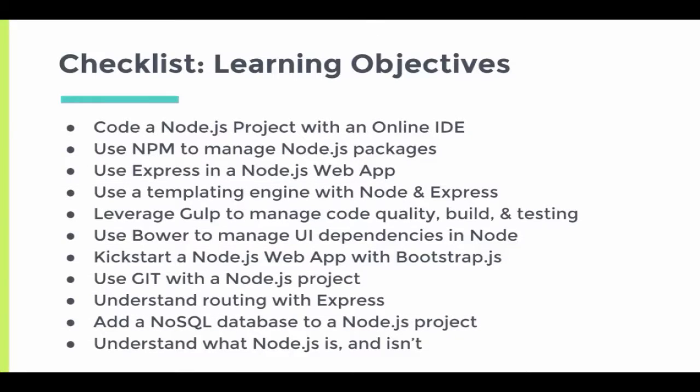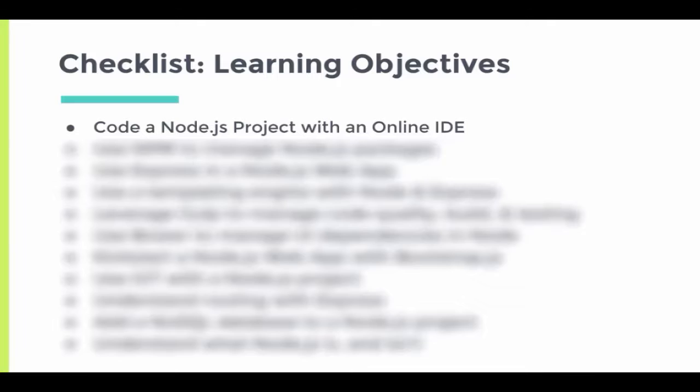These are our learning objectives. These are the goals that we have for learning Node.js. All of these things on this list we want to have mastered by the end of this course, and we will know that we got all of the value out of this course and that we can consider ourselves Node ready and that we are able to walk into a project and start working with Node immediately. And the list says learning objectives. Code a Node.js project with an online IDE. We'll be doing that. We'll be using Cloud9 throughout the project.